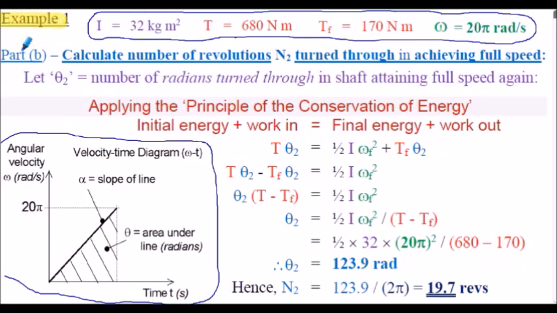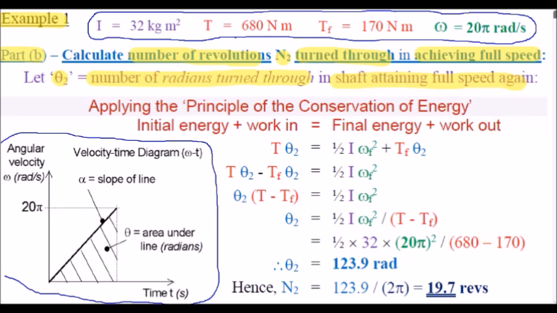Example 1, this is part B. In this case we have to calculate the number of revolutions, I've termed that as N2 here, turned through in achieving full speed again, and full speed of course will be back to the omega of 20 pi radians per second. In notation below, θ2 relates to the number of radians turned through in the shaft obtaining the full speed again. So the final answers must be given in revs, but don't forget in our calculations we have to use radians.